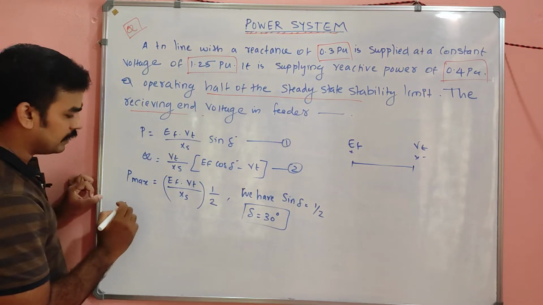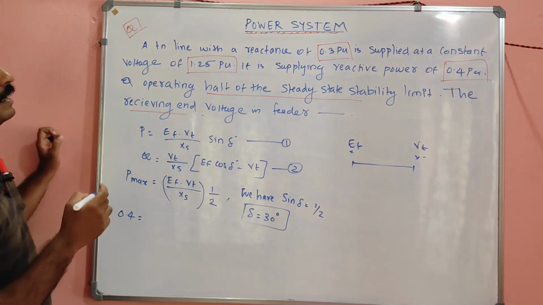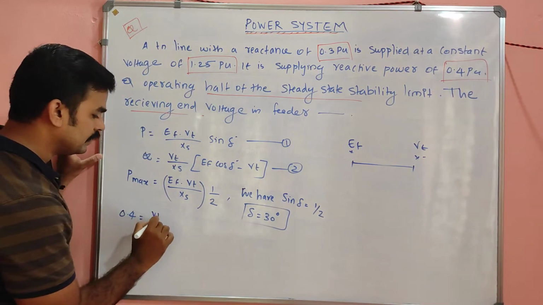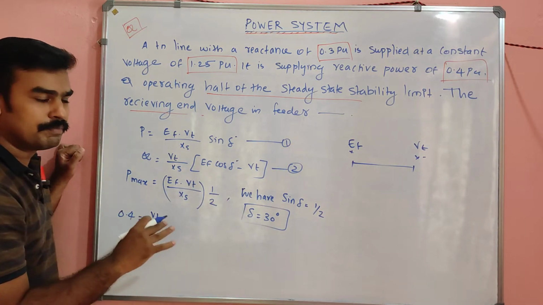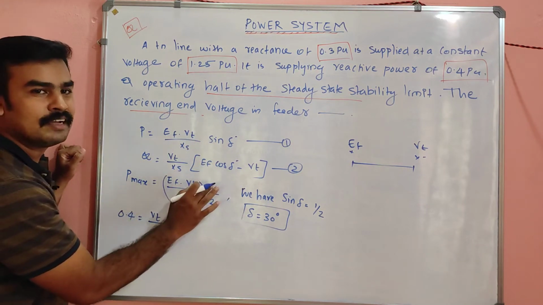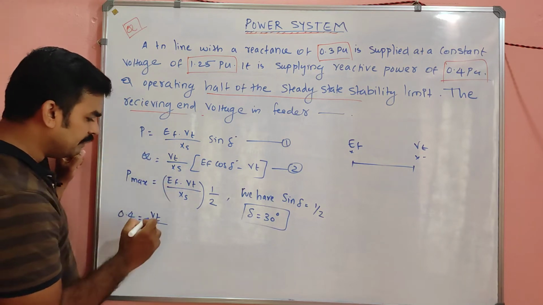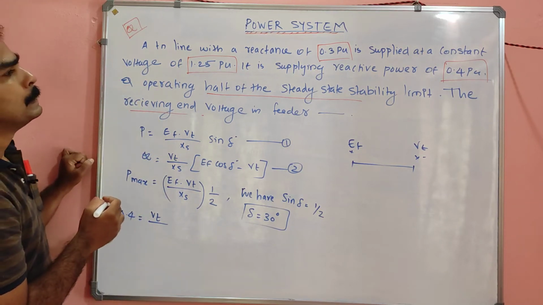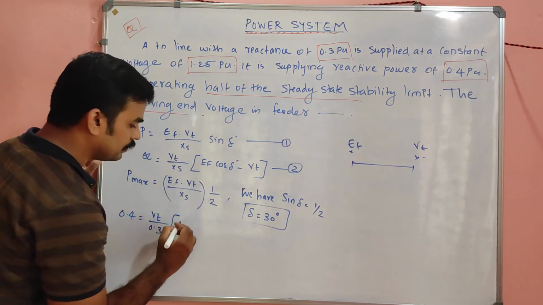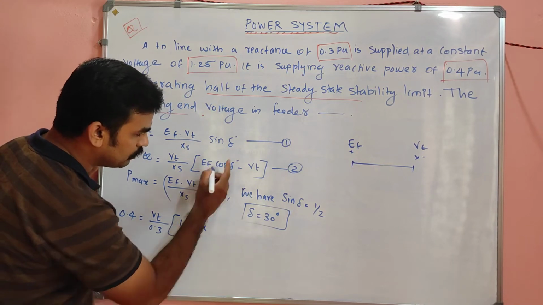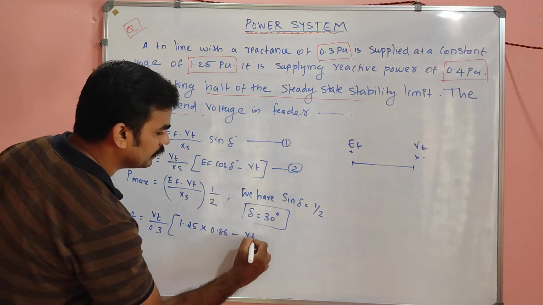Q is 0.4, correct? So I can write 0.4 equal to VT divided by XS. What is VT? VT you have to find. That is the receiving end voltage or terminal voltage; you can say anything. Conventionally we use this equation, that is why I took it as VT only. So VT divided by XS, where XS is given 0.3, into EF cos delta. EF is 1.25 into cos delta, 0.86, minus VT.